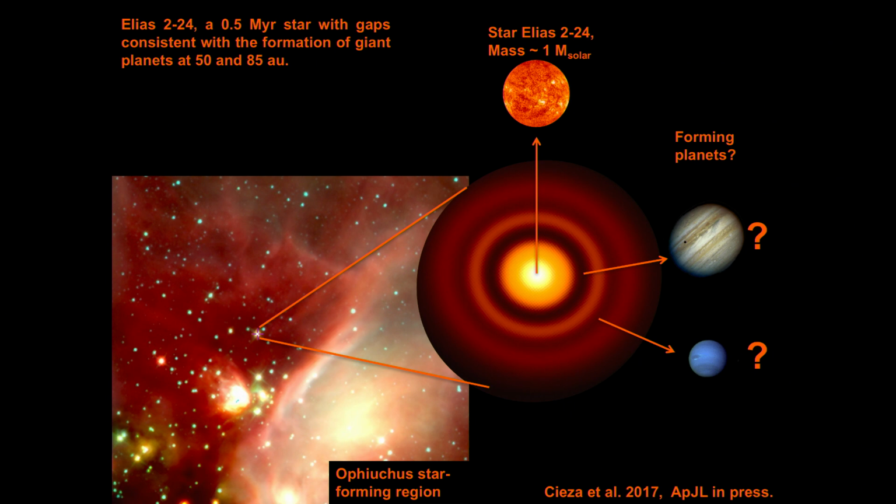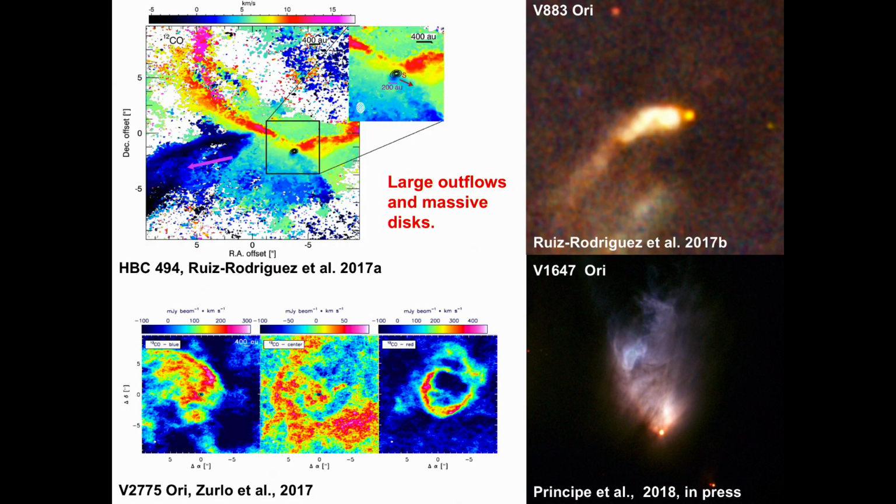In ALMA cycle 2, a couple of years ago, we had a survey of these FUor objects that are undergoing these extreme events of accretion, and we found that these objects drive very large outflows and are also very massive. They have very massive disks. This is a low resolution image. Here is the disk, very, very small here, and you see the very huge outflow.